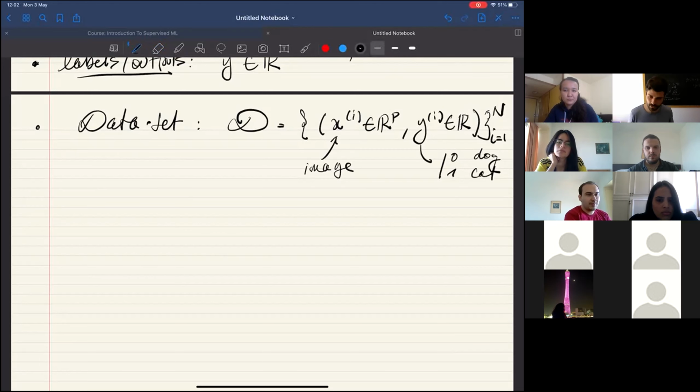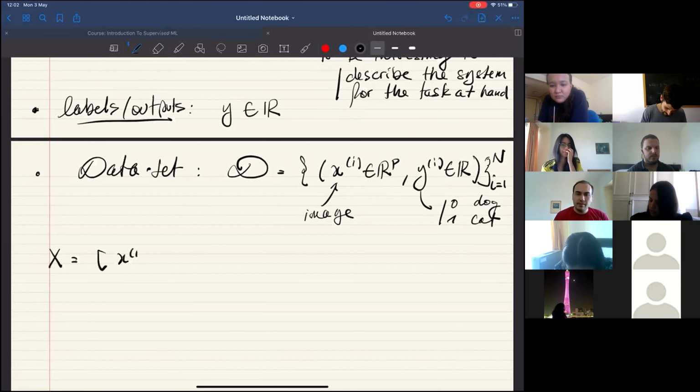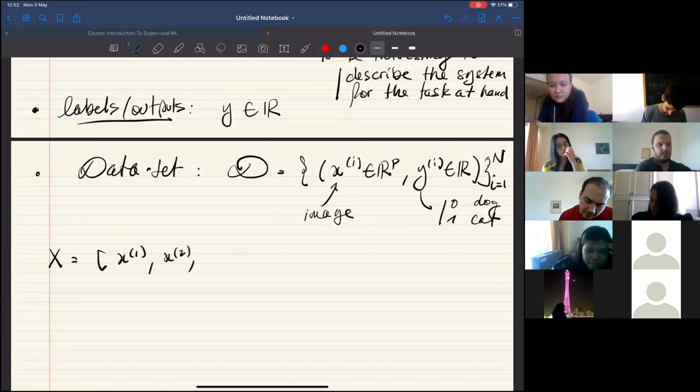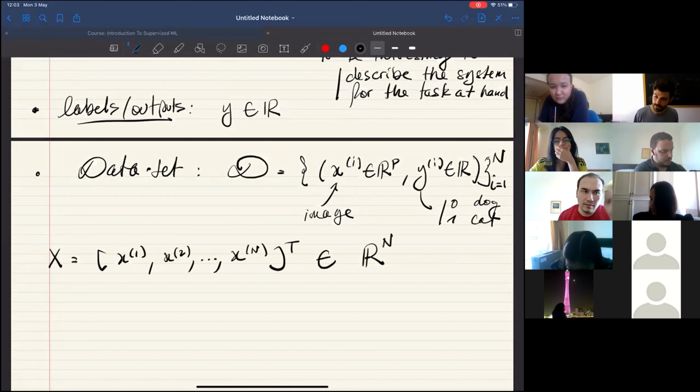But at the moment, I will just consider these as numbers, okay? All right, then I will construct the matrix of inputs, X, by concatenating all these inputs. I have n of them. Each time I write a vector, I think of it as a column vector. So here I just created a matrix whose rows are the inputs. This is a matrix of size the number of data points times P.